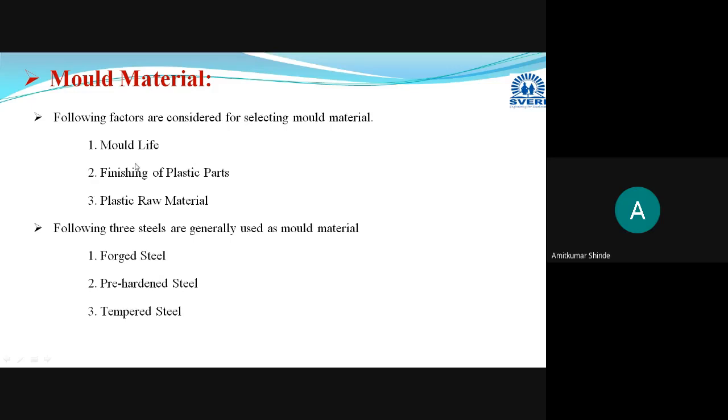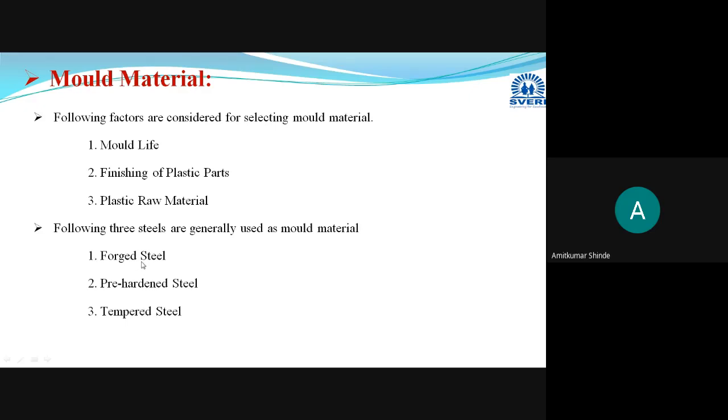If you want finer finished products, then you have to go for chromium steel, nickel steel, or stainless steel. The mold can be manufactured with the help of chrome steel, nickel steel, or stainless steel to get a better surface finish. So these three points you have to take into consideration, and generally these three types of steels are used, and they will give you different mold life.